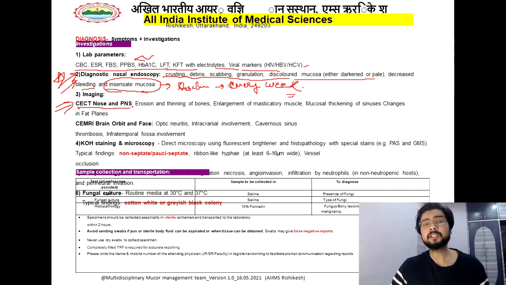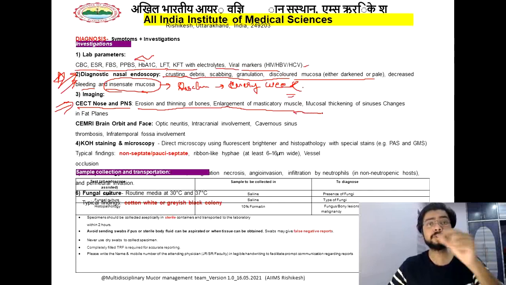So CECT of nose and paranasal sinus will give you an idea whether and to what extent the disease is present. There is erosion and thinning of bone, enhancement of the muscles like masticatory muscle, mucosal thickening in the sinuses, and changes in the fat plane.